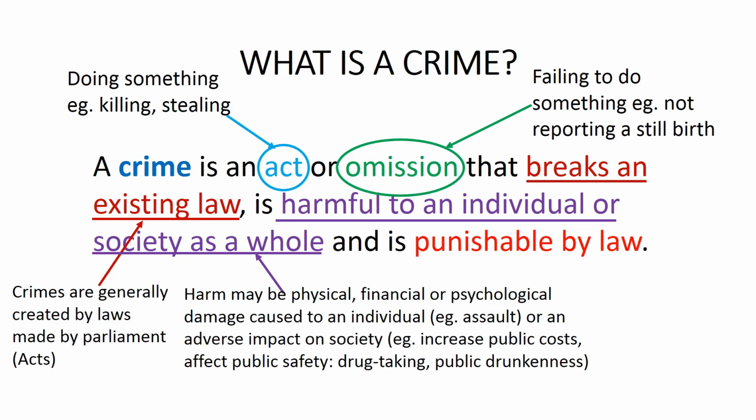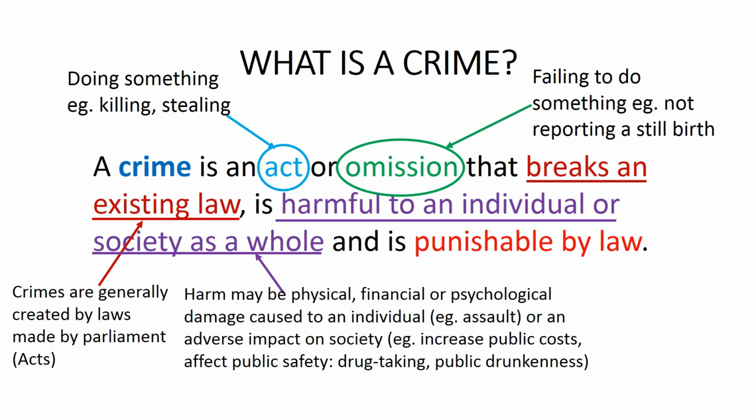And even where a crime does not directly have a victim, it may nevertheless have an adverse impact on society. For instance, being drunk in a public place may impose costs on society because that person might end up in hospital for treatment, or because that person may behave in a way that is dangerous to others. For instance, they might run across a busy road and endanger the safety of car drivers and other pedestrians.